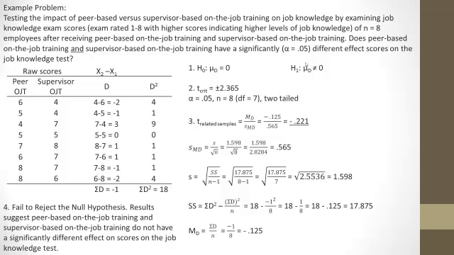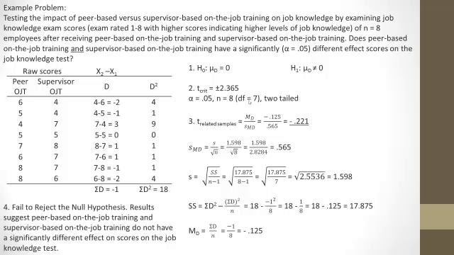So our alternative is that the difference will be not zero. There's some difference. And our null is that there won't be any difference whatsoever. But again, we're not being specific about whether we think it's going to improve with supervisor or peer or be worse with supervisor or peer, just some sort of difference. Two-tailed test. We still have an alpha level of 0.05.